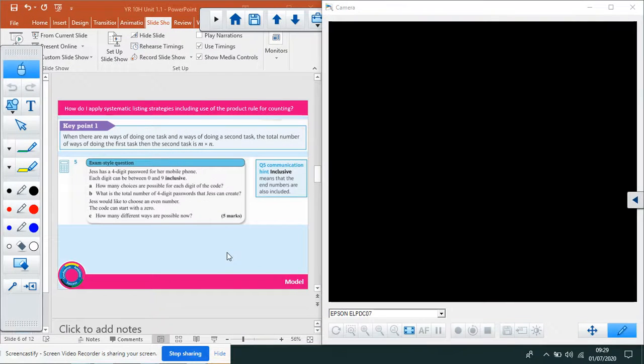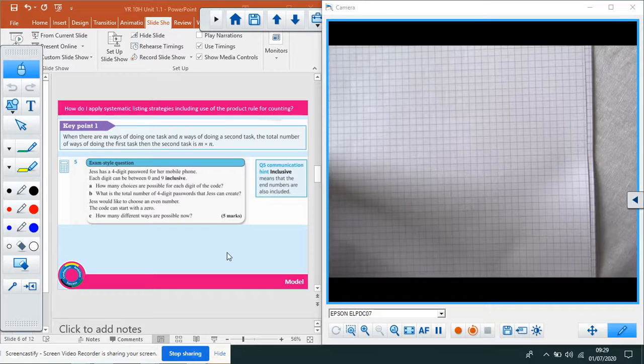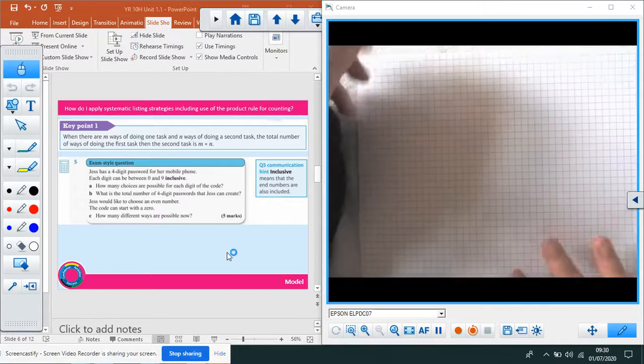The question says, Jess has a 4-digit password for her mobile phone. Each digit can be between 0 and 9 inclusive. That means it can be 0 as well. Okay, so 0 and 9 can both be part of the combination. How many choices are possible for this 10-digit code? So what numbers can she have in this 10-digit code?